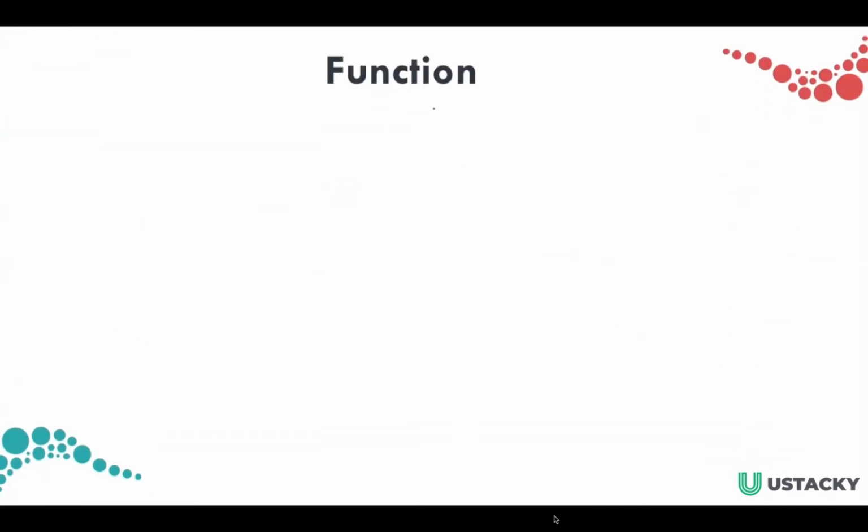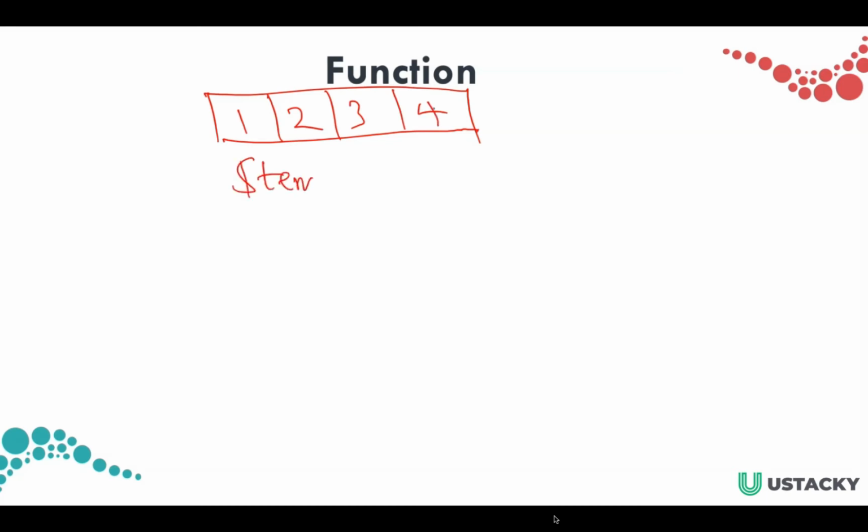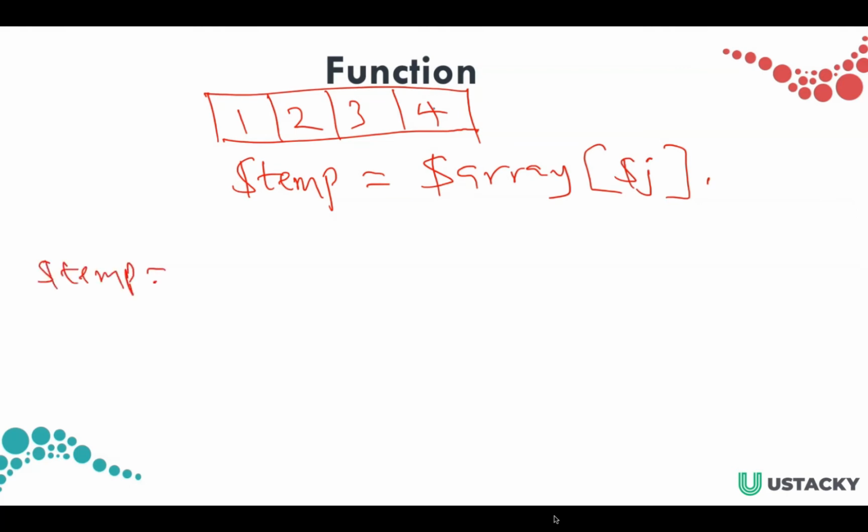To solve it, we need to introduce a temporary variable. You have 1, 2, 3, 4. You need to introduce a temporary variable to store the value of $j. So it's like you're having a temporary variable. In this case, it will be 4 because this is the value.